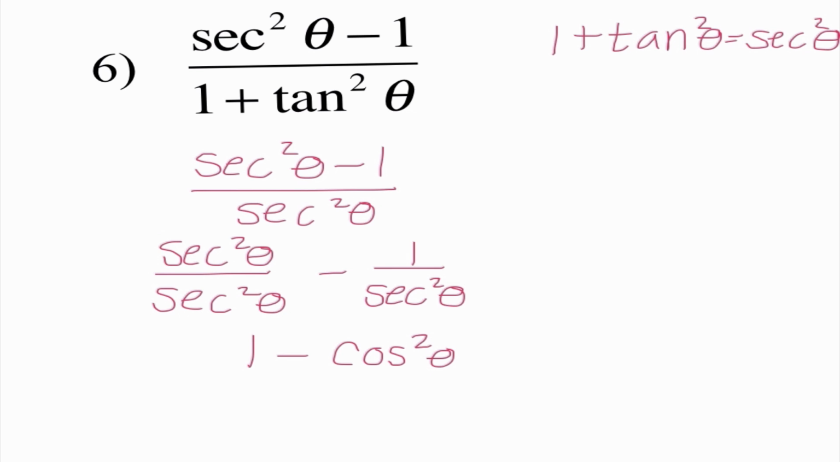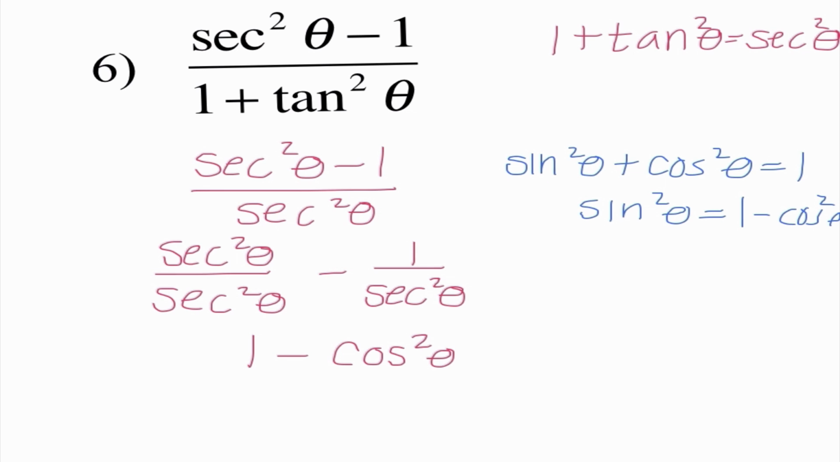Now looking at that, that looks like one of our Pythagorean identities, and in fact, sine squared plus cosine squared equals 1. So in order to get 1 and cosine squared on the same side, I would need to subtract that, and my answer here would just be sine squared, which is exactly what we got using the other method as well.